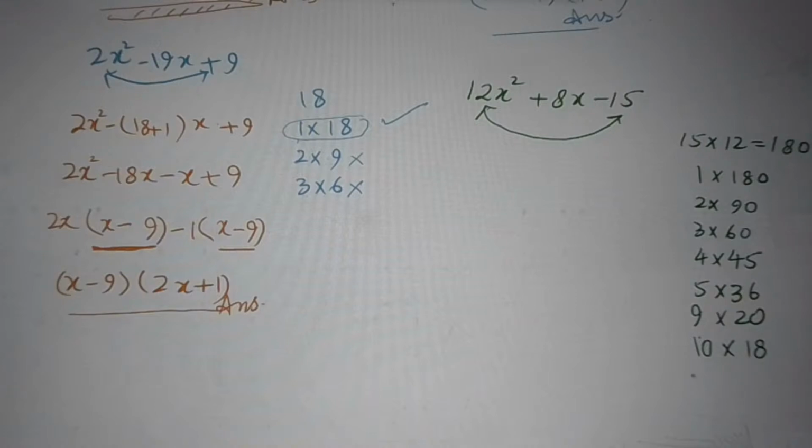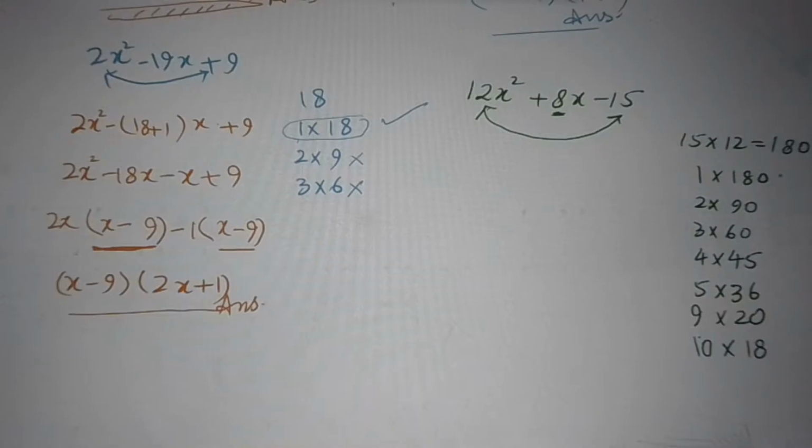So out of all these, we have to select a pair. See what is written in the middle. In the middle, 8 is written. In the given quadratic expression, 8 is in the middle. So when 8 is in the middle, we have to select that pair from these factors which can make 8 for us.